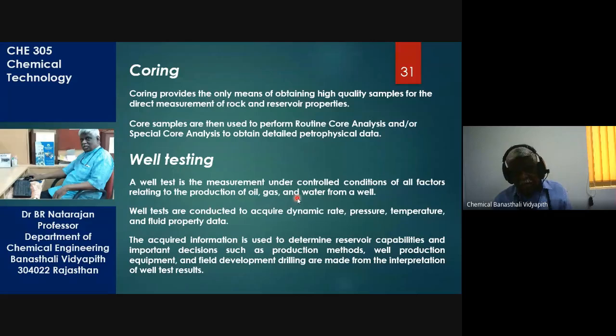Well testing is the measurement of various factors, right? What is the quantity of oil, quality of oil, how much gas is present, what are the difficulties, impurities, all that is done in well testing. And the acquired information is used to determine the reservoir capabilities and important decisions such as production method. Once the method changes, then the subsequent change also may happen. Okay.